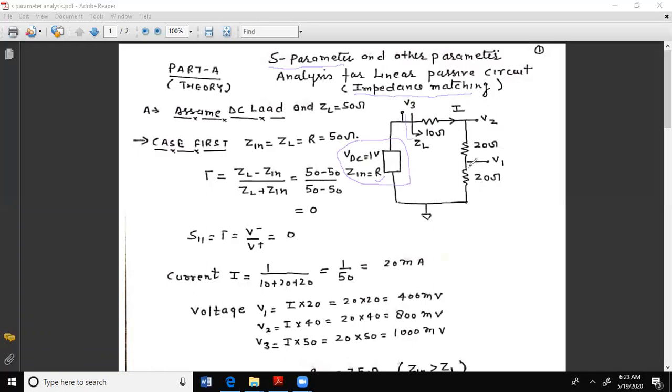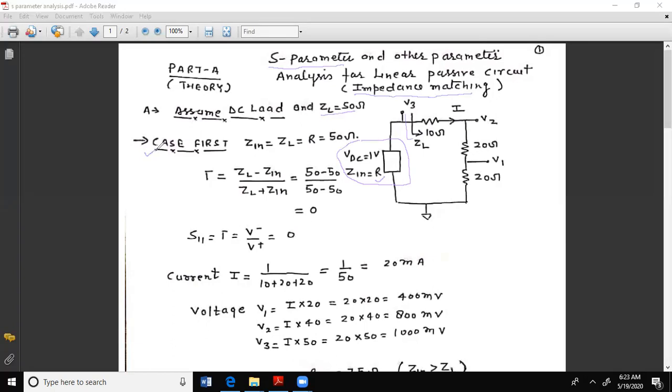To analyze the circuit, we are finding the voltage at these terminals, V1, V2 and V3. Now we are considering the different cases. So this is the first case. First we are assuming a DC load, and the load impedance is 50 ohm. For the DC load, here we are considering three cases.